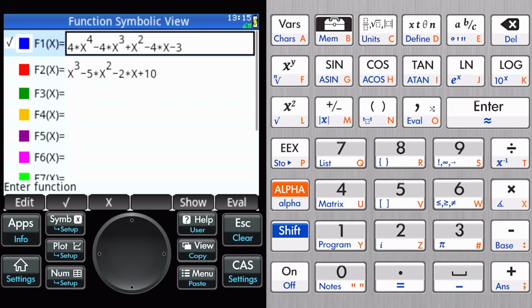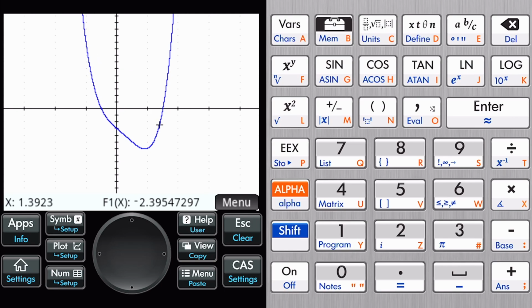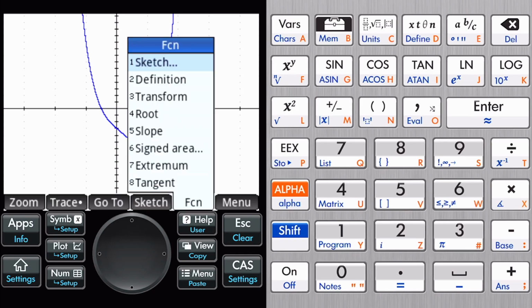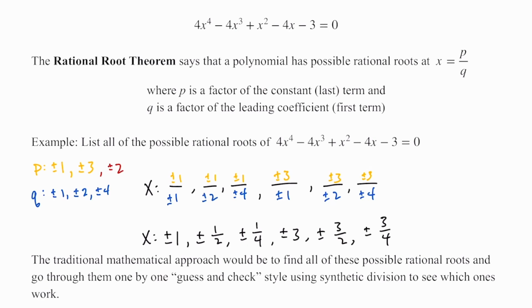Here is the 4x to the 4th equation, graphed here for us. We see that it crosses 2 times. It looks like neither of them are whole numbers, so the plus or minus 1, the plus or minus 3 are out the window. But let's just see here by clicking kind of close to the 0, going menu, FCN, root. We see here that -0.5 is one of the solutions, and on this side, we'll go FCN root and say 1.5. So it looks like this option here, -0.5, and the other option of +3/2 are 2 of our rational roots.